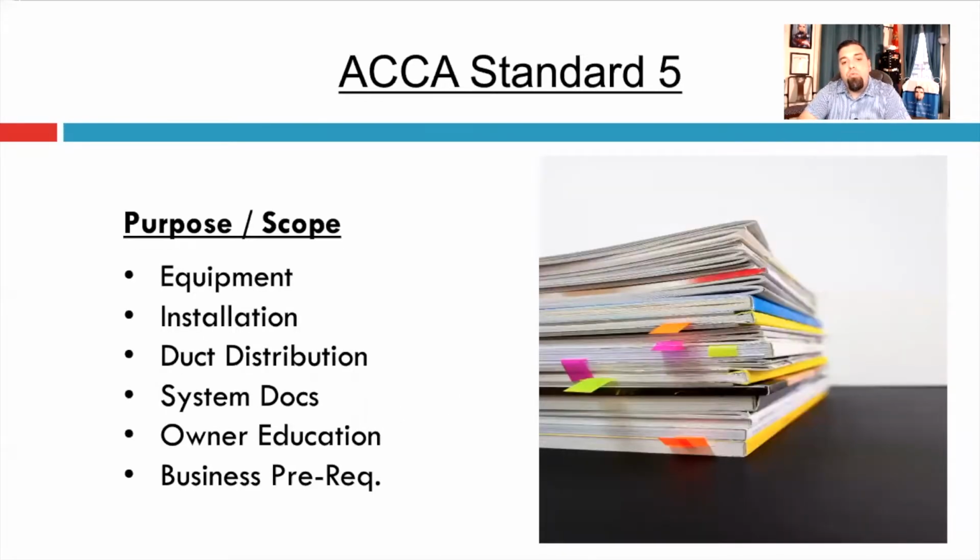So this is broken down into 6 basic areas, and I'm going to spend a slide or two on each here: equipment and equipment selection, the installation of the system and verification, your distribution system, which is typically ductwork, all of the system docs that are required as part of the job folder, owner education, which is pretty implied. There's no direction, just that you actually have to educate the homeowner on how to operate the system.